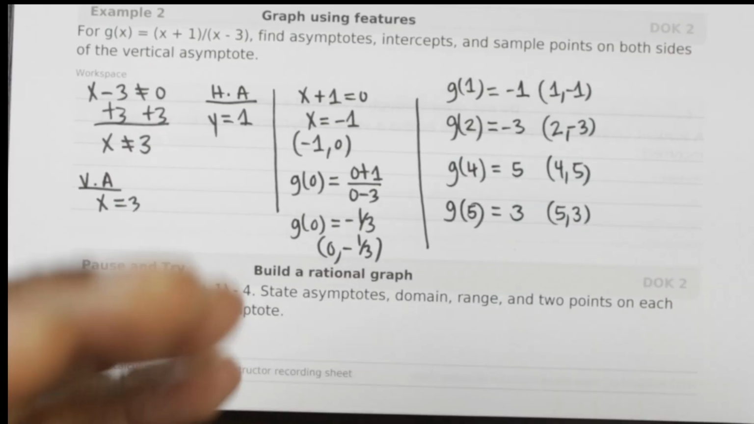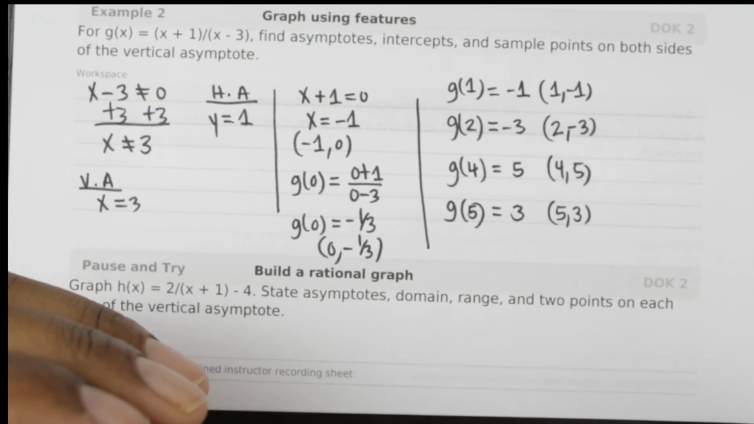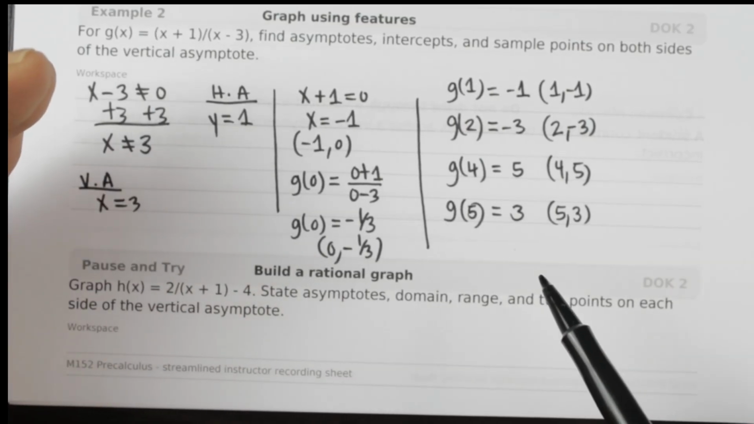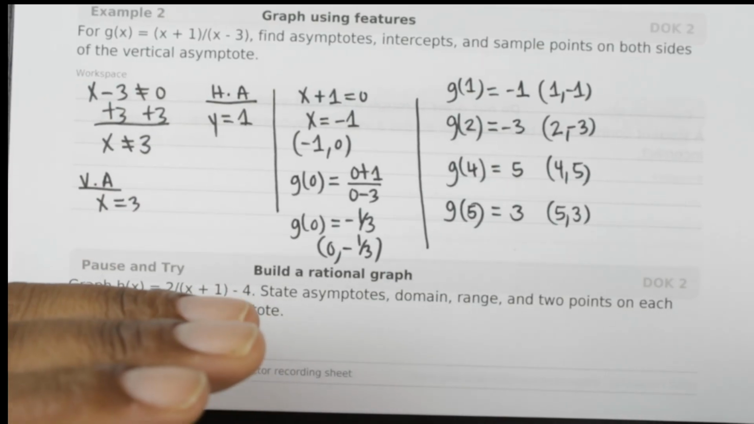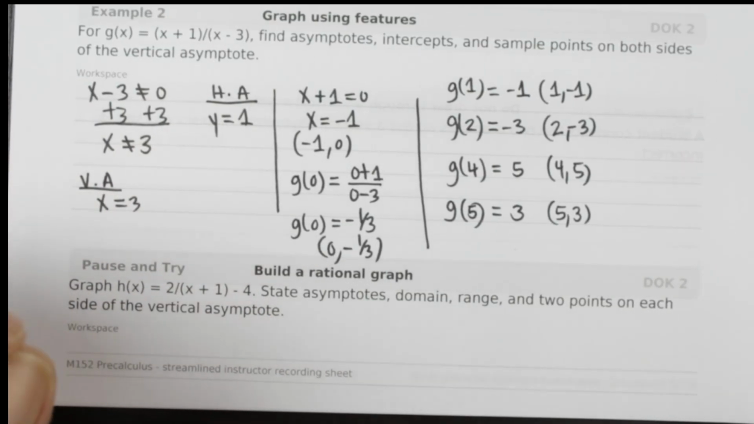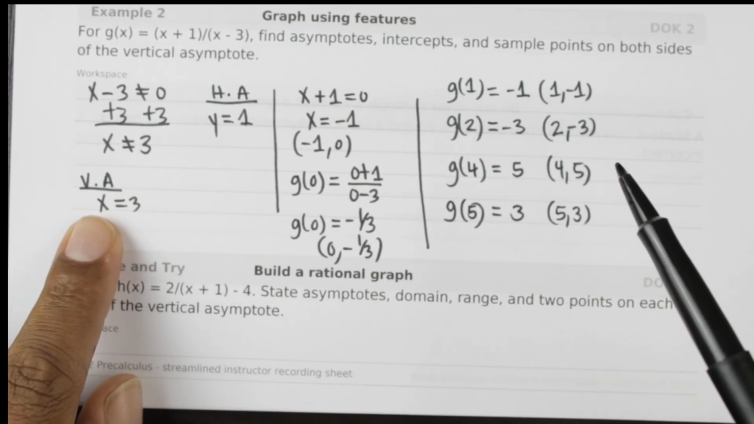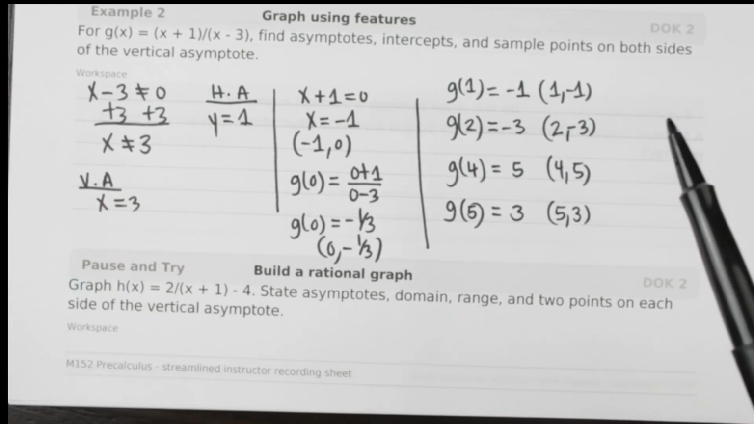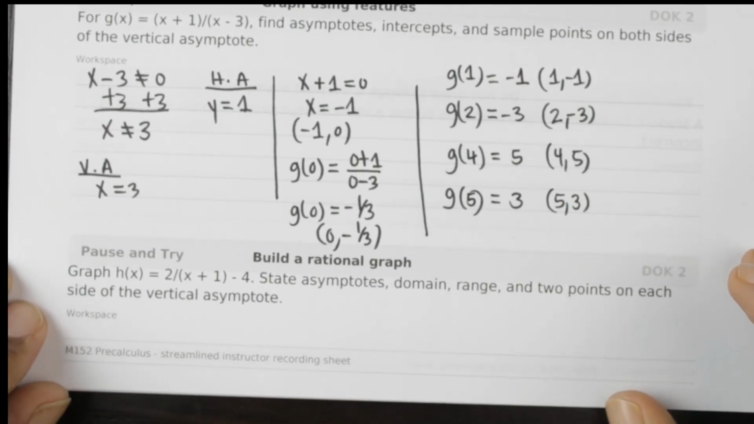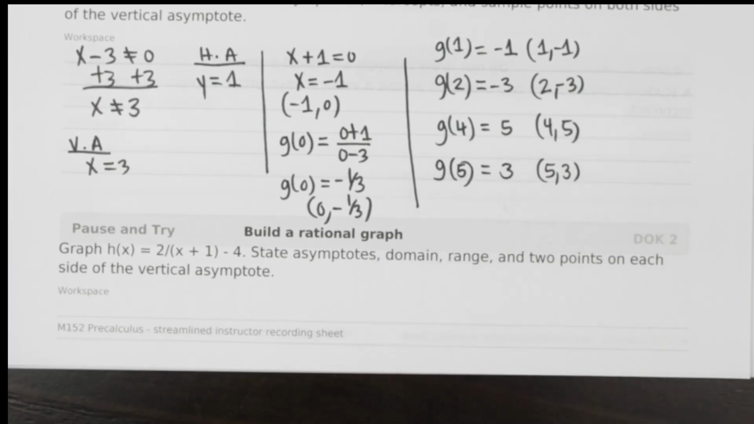And again, we can sketch the branches. First thing you want to do is use the asymptotes first and the points. The graph essentially approaches x equals 3, but never crosses that vertical line. Okay. All right. Try the pause and try problem.